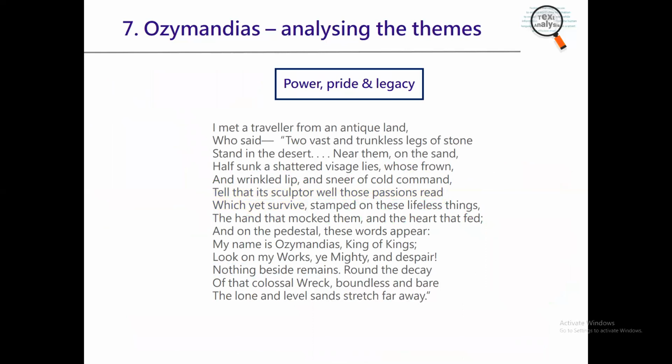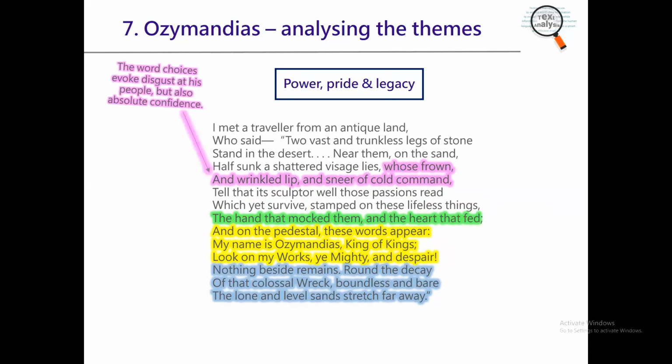Finally, onto power, pride, and legacy. So here's the evidence that I think is worthy of discussion when we talk about this theme. So, whose frown and wrinkled lip and sneer of cold command? The word choices evoke, which basically just means bring to mind, disgust at his people, but also absolute confidence. He had such confidence in his own power that he looked out among his people and looked at them in disgust.